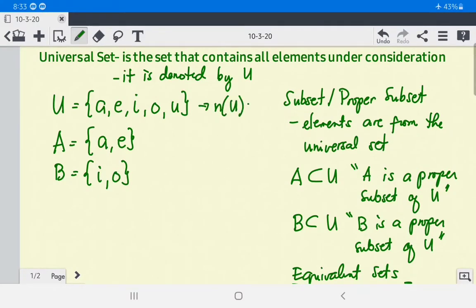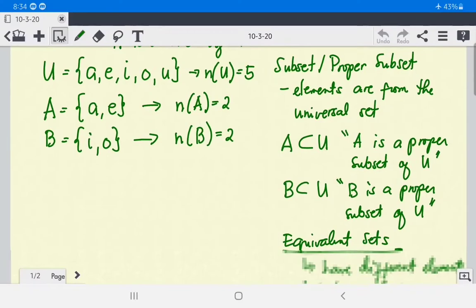wherein the cardinality of set U is equal to 1, 2, 3, 4, 5. So we have 5. Then here, the cardinality of set A is 2, right? And here, the cardinality of set B is 2 also. So we call that equivalent sets. Set A and set B are what we call the equivalent sets.